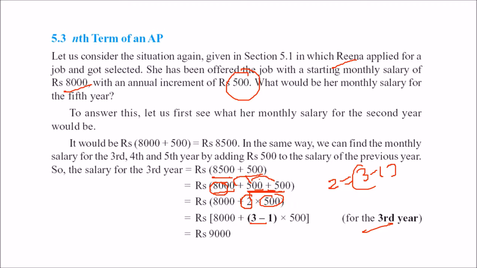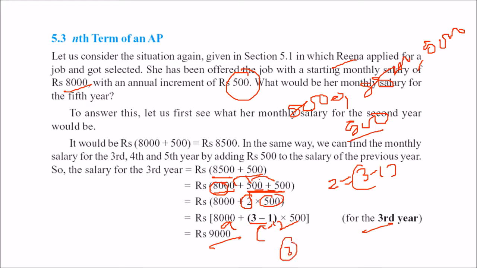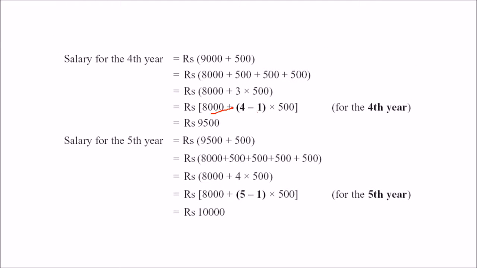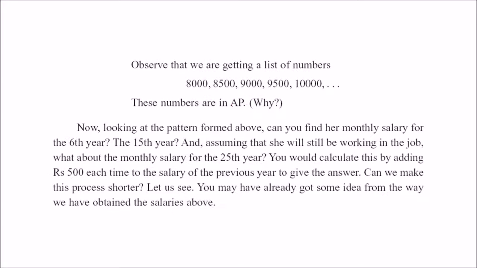For the third year, we know that she'll get what? 9,000 she'll get for the third year, because 8,000 first year, then 8,500 second year, then 9,000 third year. So in the third year, 8,000 plus 3 minus 1 into D, 500, that is 9,000 only. So this is A plus n minus 1 into D, the common difference. Again for the fourth year, A plus n minus 1 into D, take 4. 4 minus 1 into D, that will be equal to 9,500. Fifth year, 5 minus 1 into D, that is 10,000. So this is how you get this series, and you get the nth term, or any value in the list you can find out.